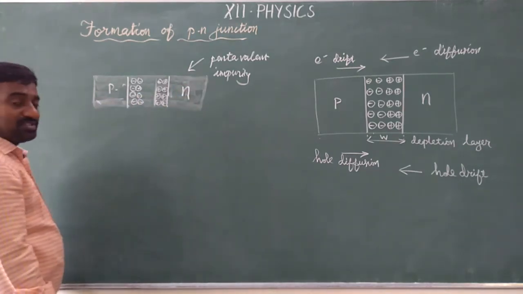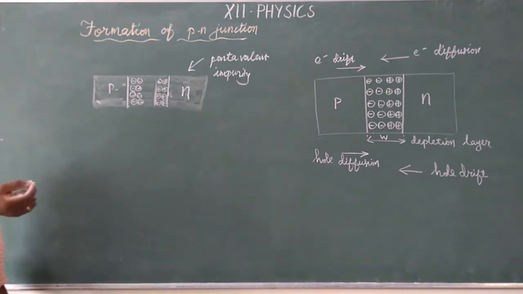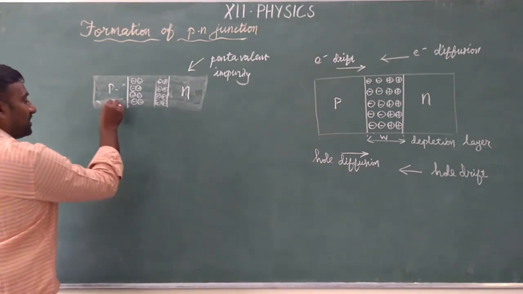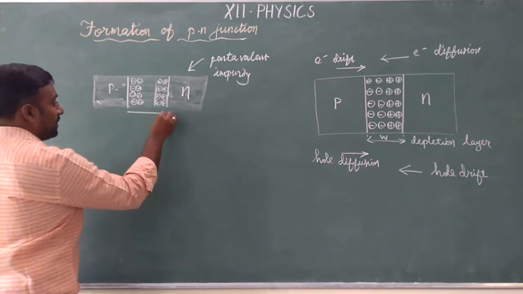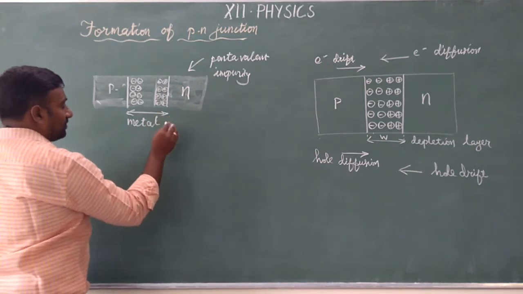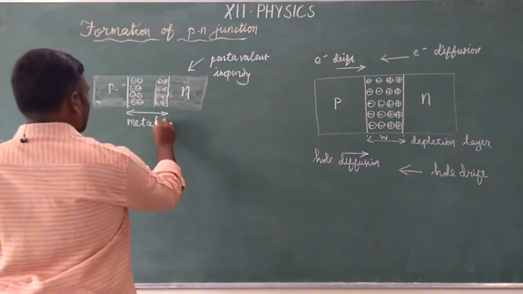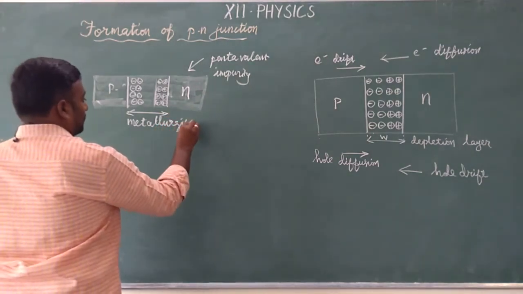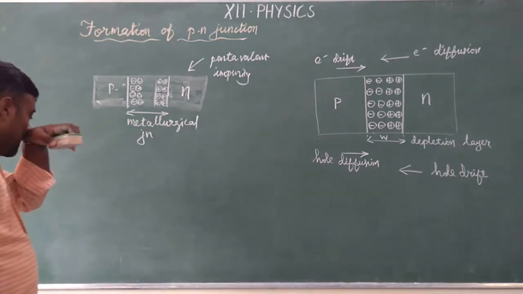It's a very simple thing. So once again I repeat, by taking the p-type silicon wafer, we are adding the pentavalent impurities, in which one side it forms a p region, another side it forms an n region. There is a metallurgical junction between them, between the p-type and the n regions.